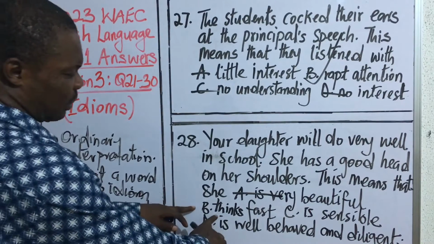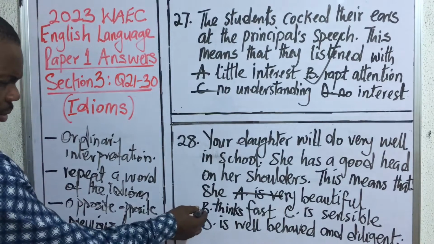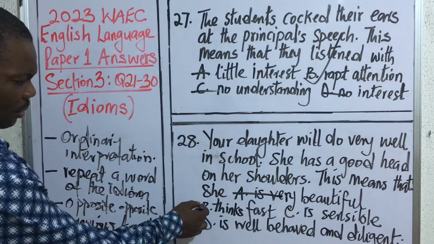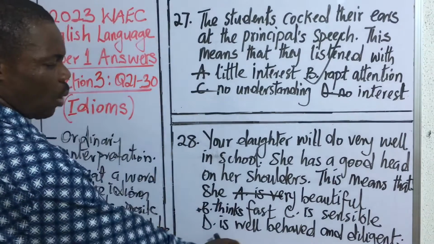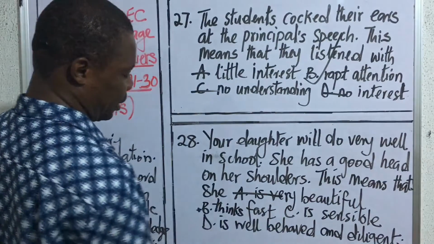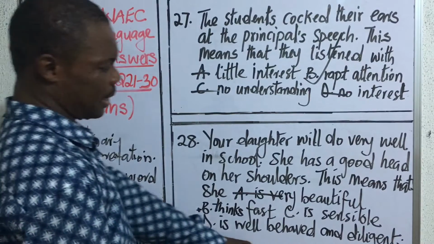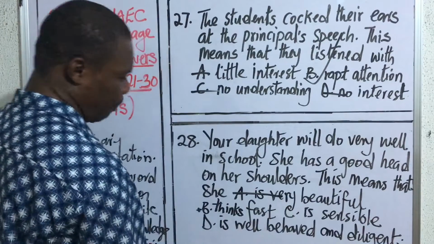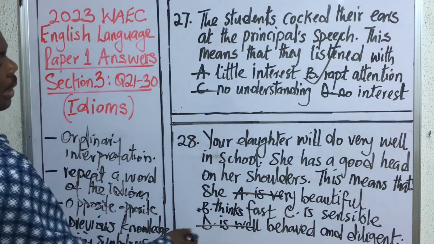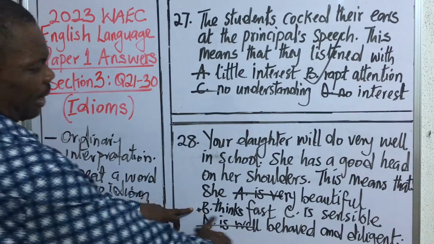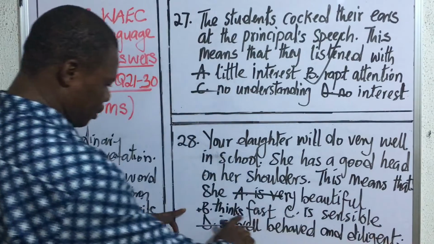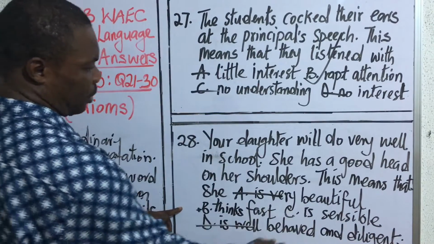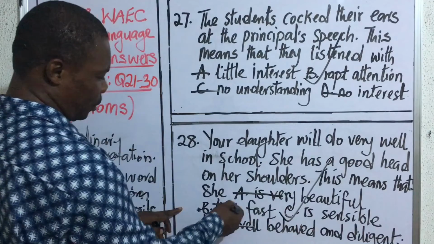What about thinks fast? You may suspect that, tentatively. She's sensible, is well behaved and diligent. If someone is well behaved and diligent, it has to do with the entire body. So it's not about the head now. So that the person thinks fast or is sensible. If someone is sensible, it overshadows the fact that the person thinks fast. So the correct answer is C and not B.